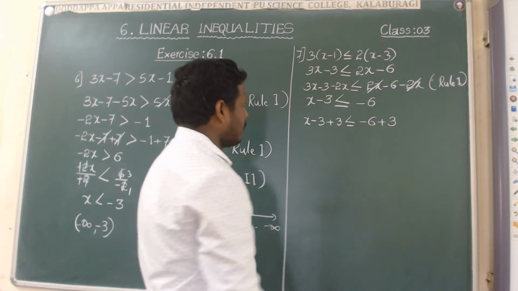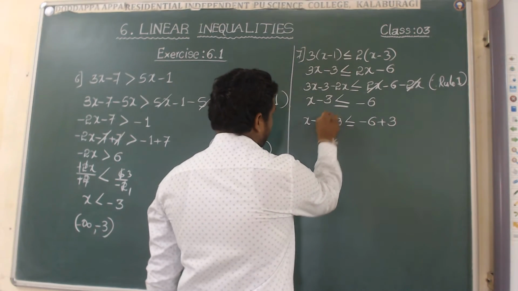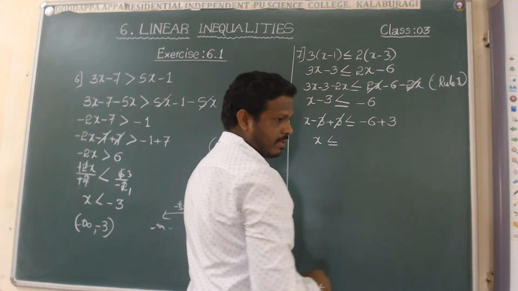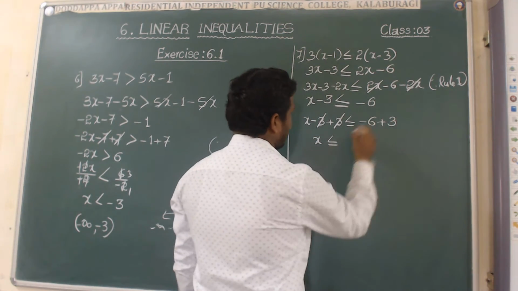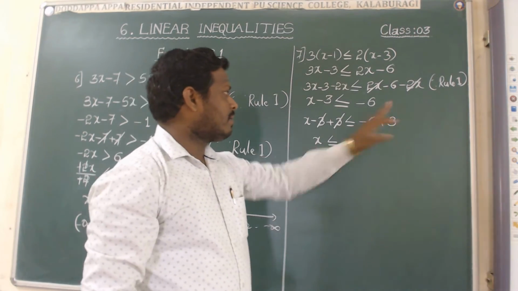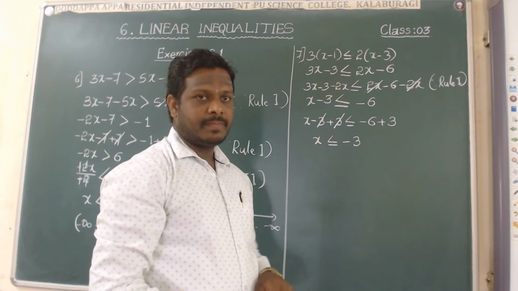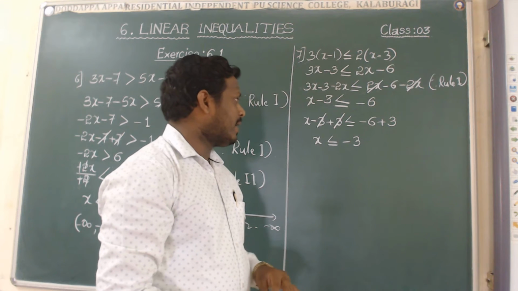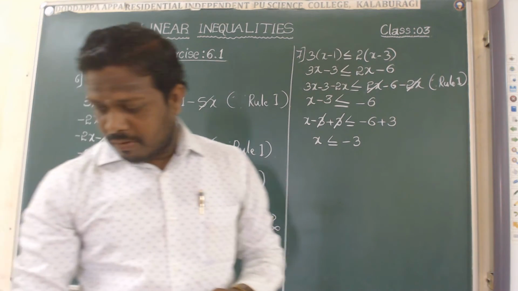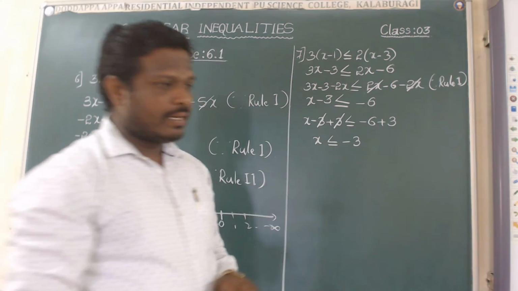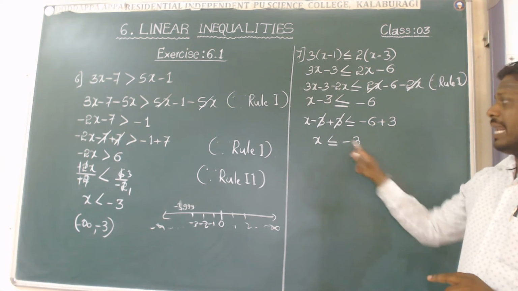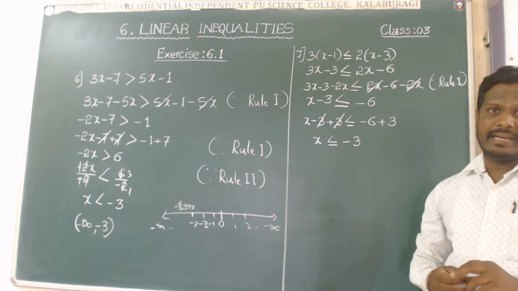Okay. Now simplify. This becomes 0, and x is left here. What will come here? Minus 6 plus 3, so after simplification you will get minus 3. Then what are the values of x here? Yes, the value of x is less than or equal to minus 3.